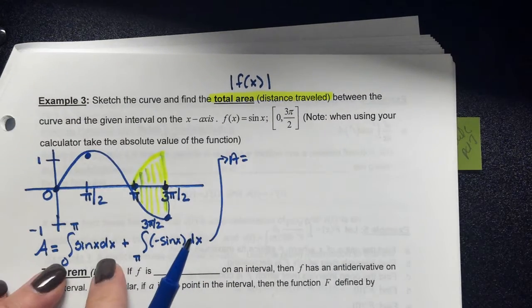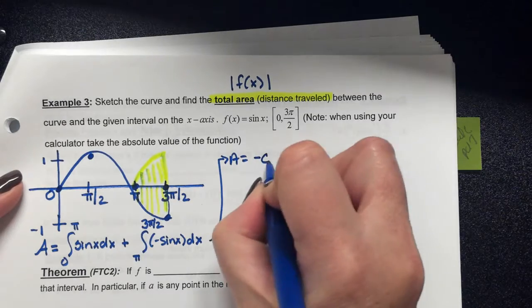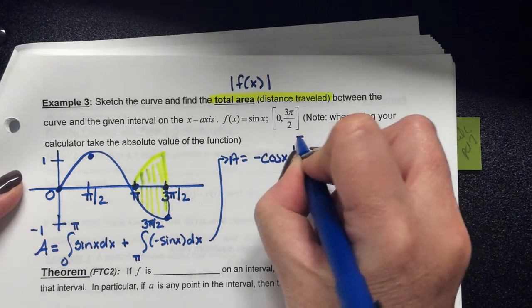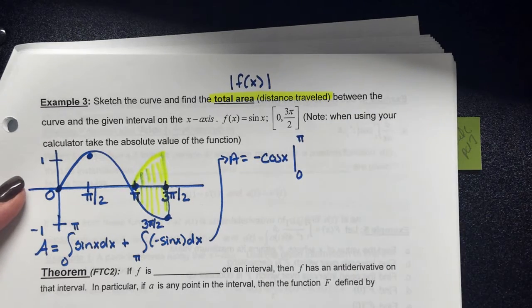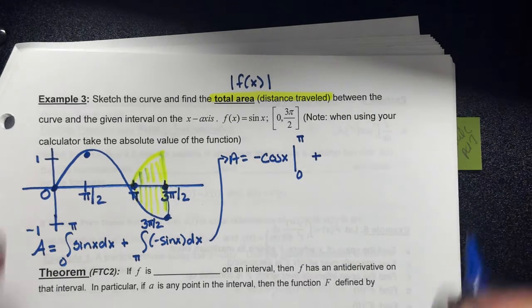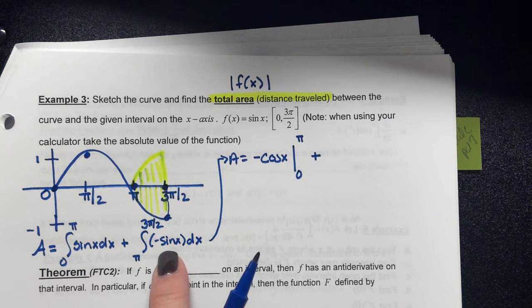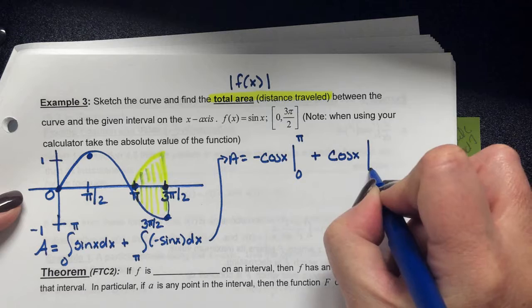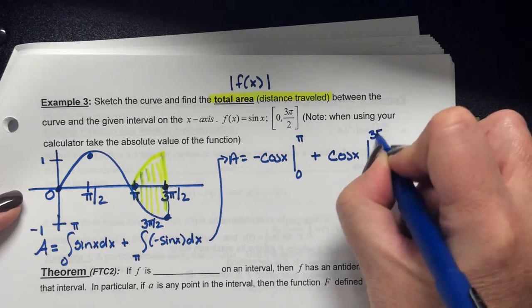So first of all, I need to integrate sine of x. What's your integral of sine of x? Negative cosine x. And I'm going to evaluate this from 0 to pi. Plus, now let's integrate negative sine x. So what's the integral of negative sine x going to be? Cosine x. And I'm going to evaluate this from pi to 3 pi over 2.